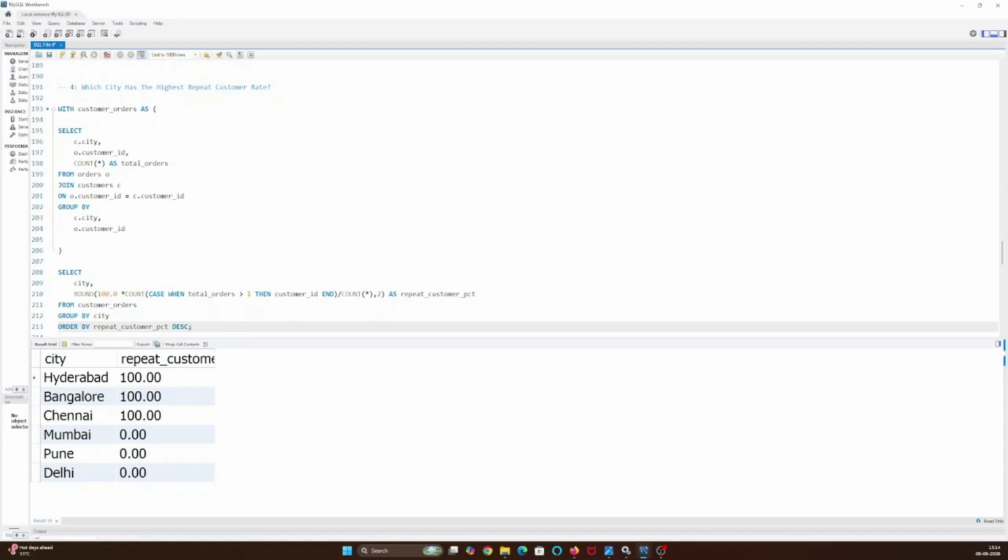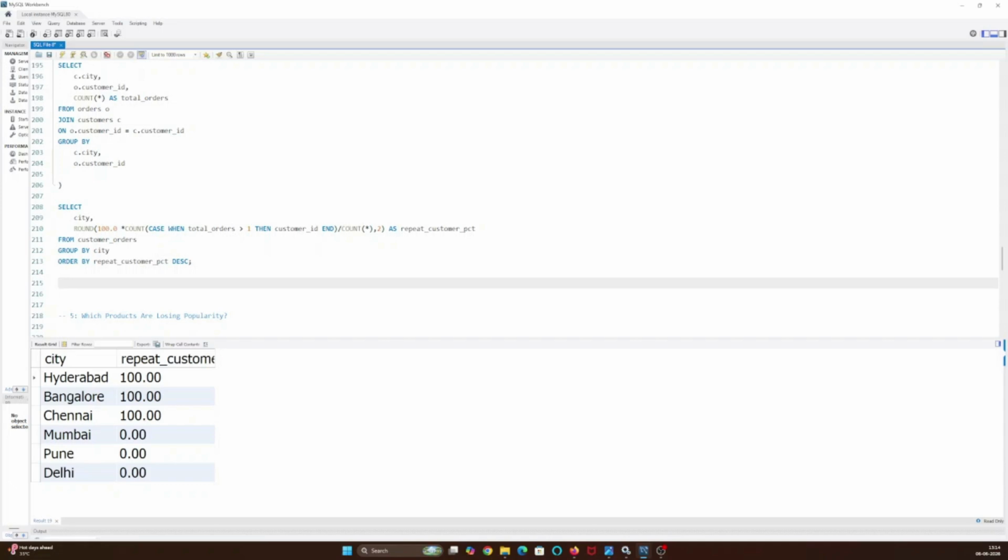First, we calculate total orders for each customer. Then we identify customers with more than one order. These are repeat customers. Finally, we calculate repeat customers divided by total customers for each city. Business impact. This helps companies identify strong markets, plan expansion, and improve regional strategy. Loyal customers often matter more than short-term revenue.